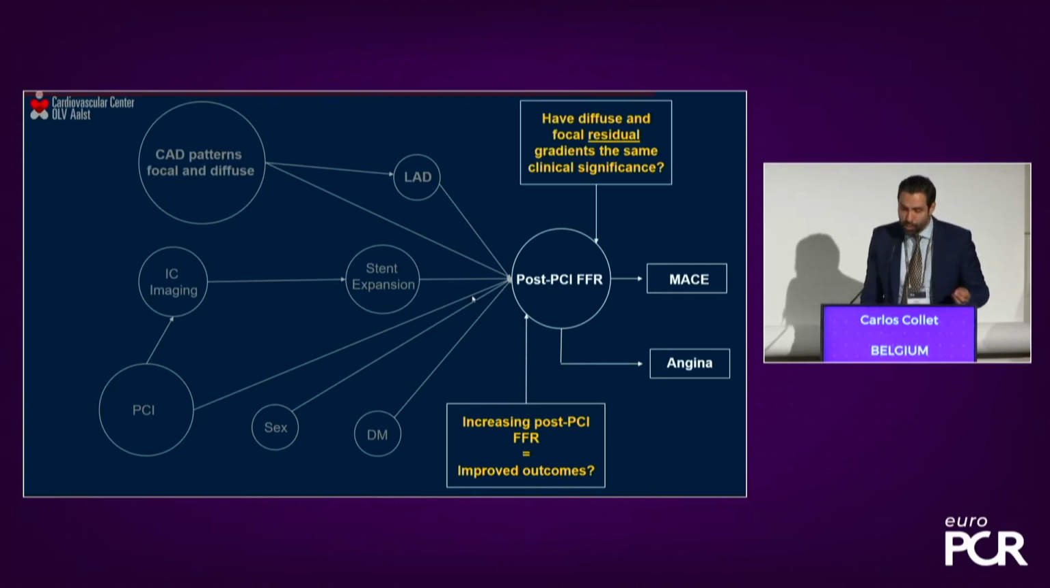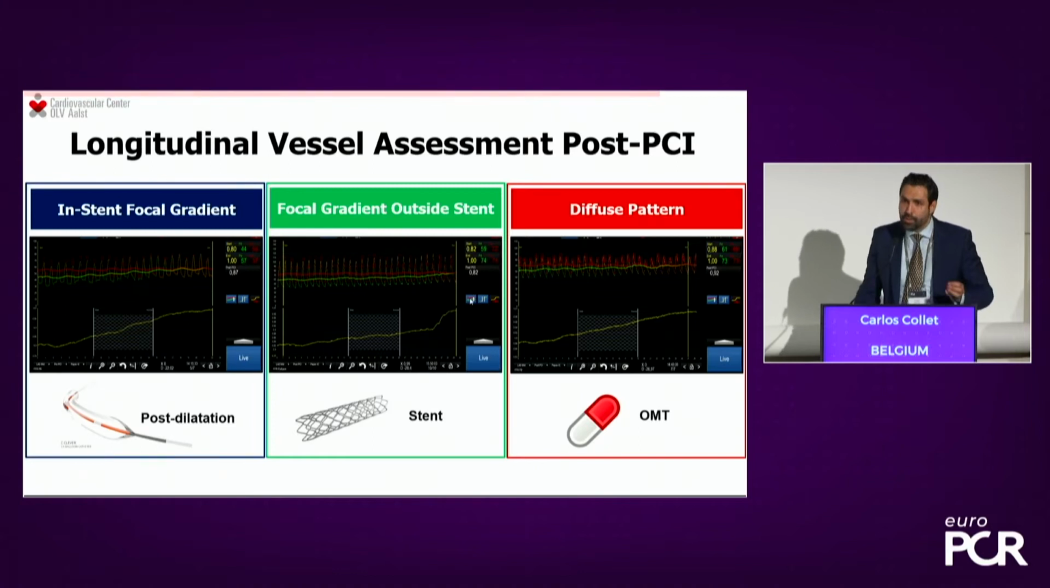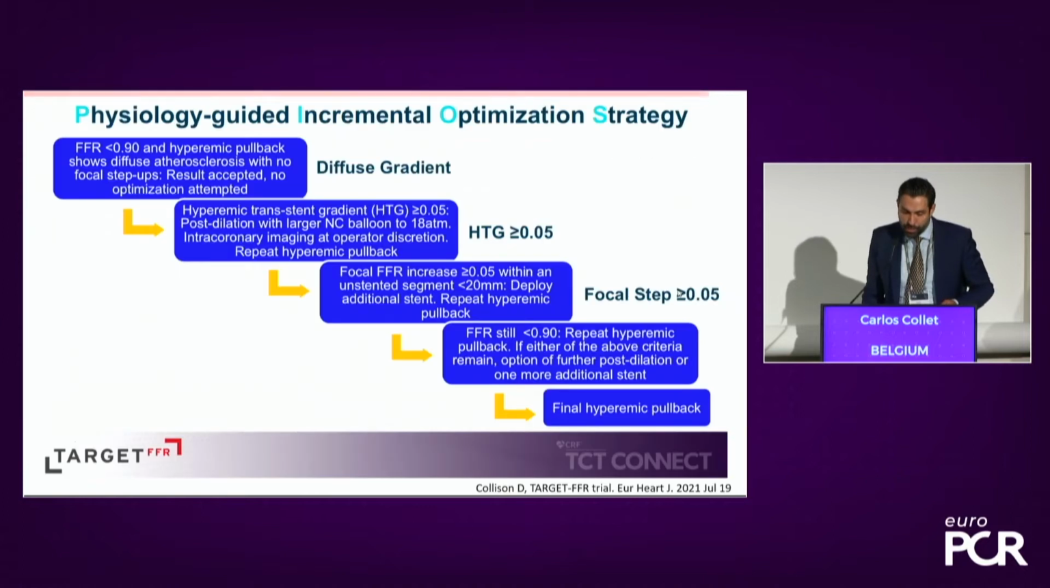We still don't know the answer, but what I can tell you is that when we do a post-PCI FFR pullback, three things can happen. We can have an in-stent gradient, that is the physiological consequence of stent underexpansion. You can have focal lesions outside the stent that we don't know what they mean, but we're able now to depict them pretty well, and probably will need to do an additional stent. And you have diffuse pressure losses that are treated with medical therapy.